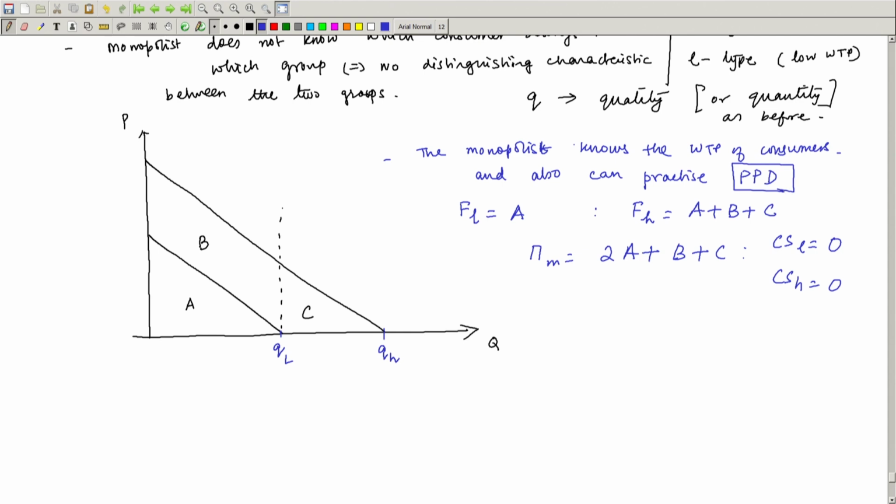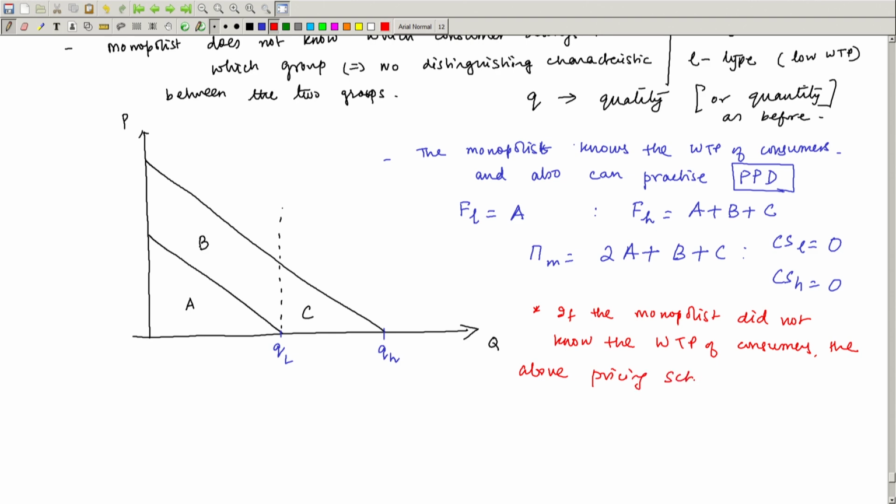But if the monopolist does not know the willingness to pay of consumers, then this pricing scheme will not work. So, let us make a note of that, right. If the monopolist did not know the willingness to pay of consumers, the above scheme will not work. Now, why will it not work?